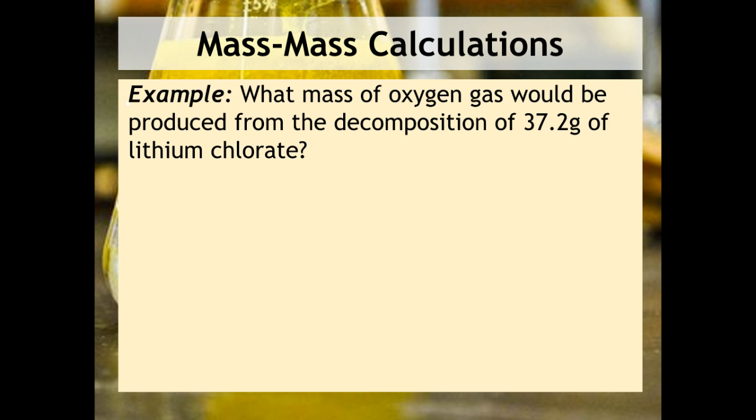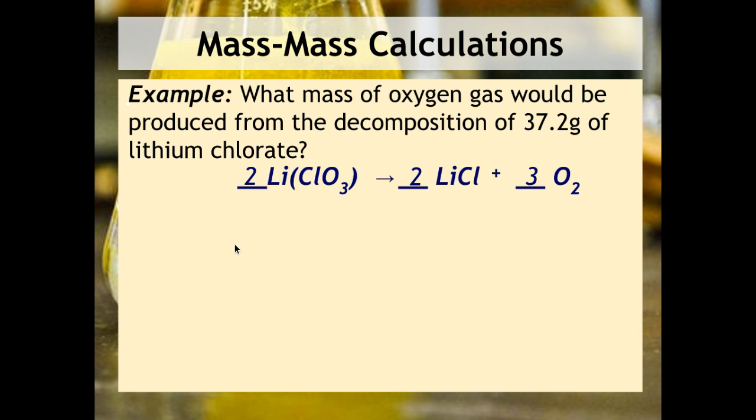Let's do another example. What mass of oxygen gas would be produced from the decomposition of 37.2 grams of lithium chlorate? So lithium chlorate is LiClO3. They said decomposition, so I have something big, a compound, going down into simpler elements or other simpler compounds. In this case, lithium chlorate will decompose into lithium chloride plus O2. We need to balance it.